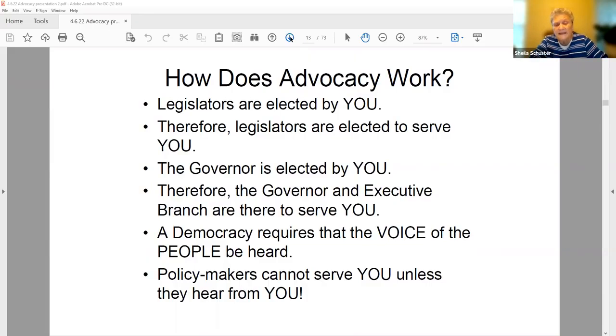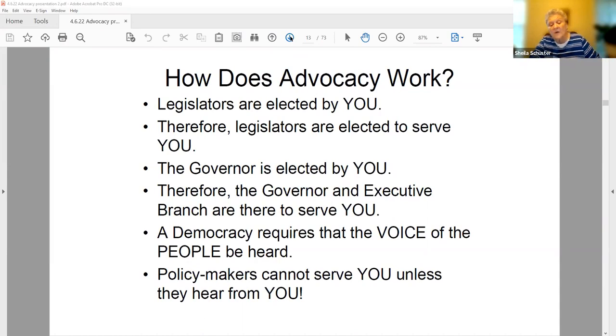Likewise, the governor is elected by you. And by virtue of being elected by you, the entire executive branch is there to serve you. So we don't elect the Secretary of the Cabinet for Health and Family Services, Eric Friedlander, but he is there to serve us because he's appointed by this governor. The same thing with the Office of Drug Control Policy, the Office of Medicaid Services. Any of those governmental branches are there to serve you. But again, you have to be willing to speak up for yourself or for those that you represent who may not yet have a voice.